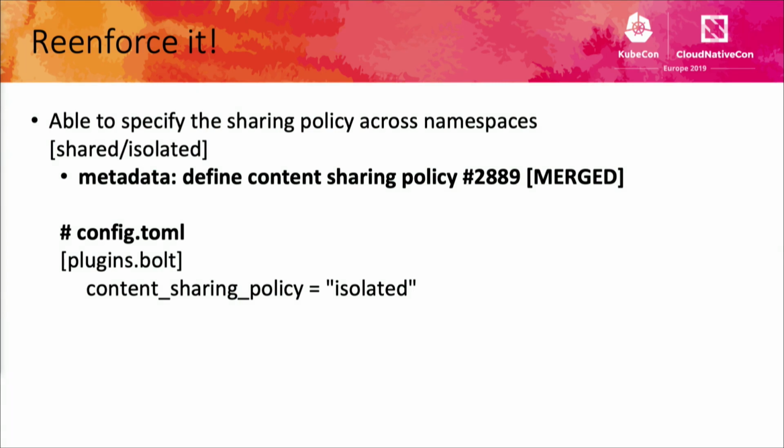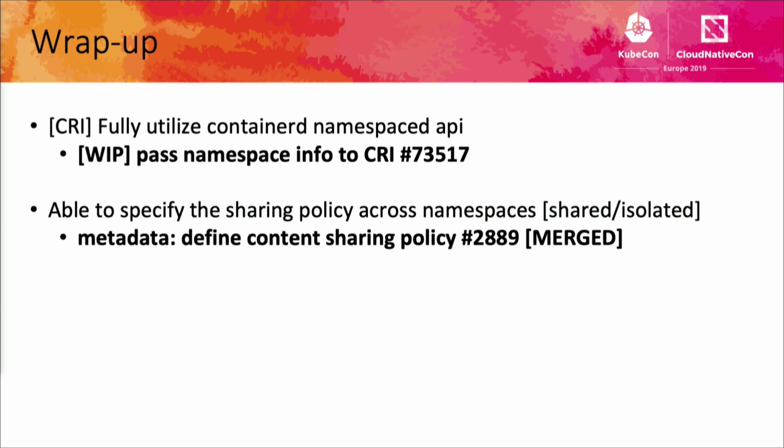So let's wrap up what we have done with the reinforcement. First, we fully utilize the containerd namespace API to let CRI manage the images in different namespaces for better isolation. And second, we enforce the contents isolation by adding a new policy, which prevents contents from being accessed across namespaces.